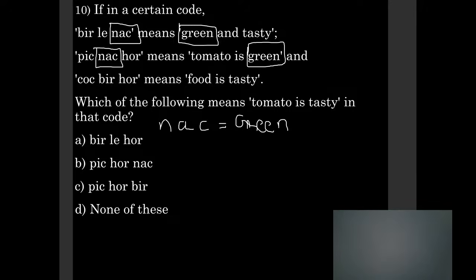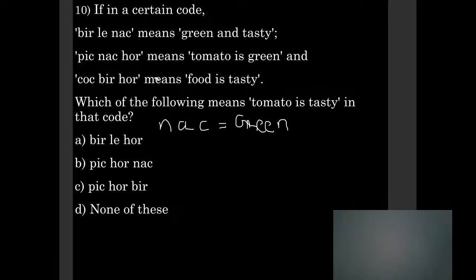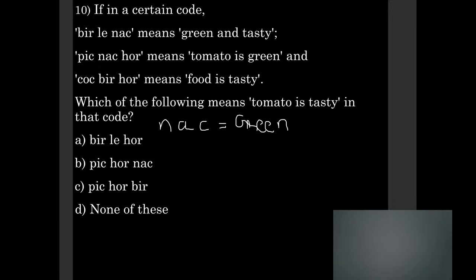Next, what we require is tomato is tasty. So let us check how to find that one. Now, if you observe second and third, HOR is common in both second and third. Now, if you observe for the common word, in second one we have tomato is green. Next in third one food is tasty. So here is common. So as is common, you can take HOR code as is.